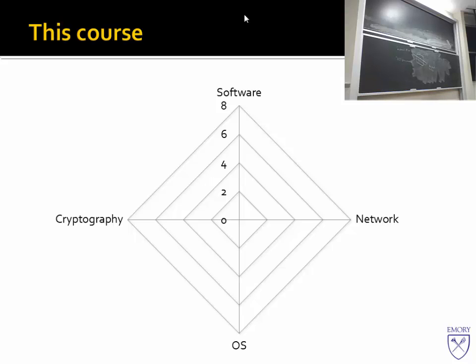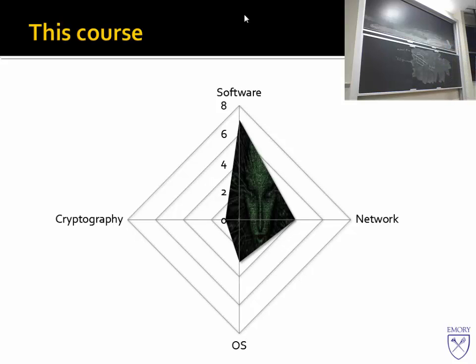What are we going to be actually covering in this course? Because obviously we can't cover all of them. So let me show you this new kind of graph. We're going to cover roughly this. A lot of software stuff, a teensy bit of cryptography, maybe one or two lectures. This is some part of operating system security, and a bit of network stuff, right? That's how far we can get here.